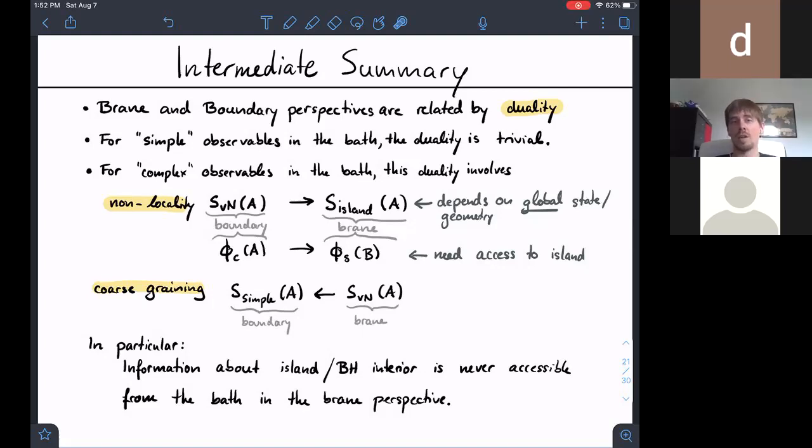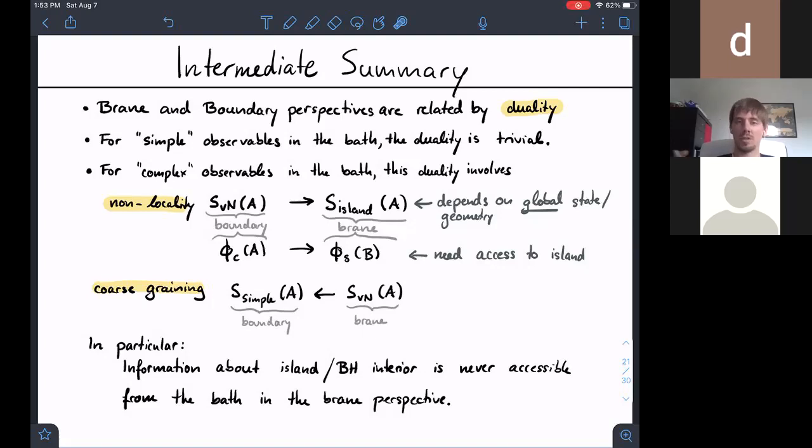Similarly, if I have some complex operator in the region A, then in order to compute the same operator from the brane perspective, I need access to this island or the gravitating region, which I've drawn in green on the previous slides. If I want to go the other way around, if I want to compute a quantity in the brane perspective from the point of view of the boundary perspective, then it involves some coarse graining. We've seen this. If I want to compute the von Neumann entropy in the brane, then the dual question in the boundary perspective is computing the simple entropy, which is a coarse-grained entropy.